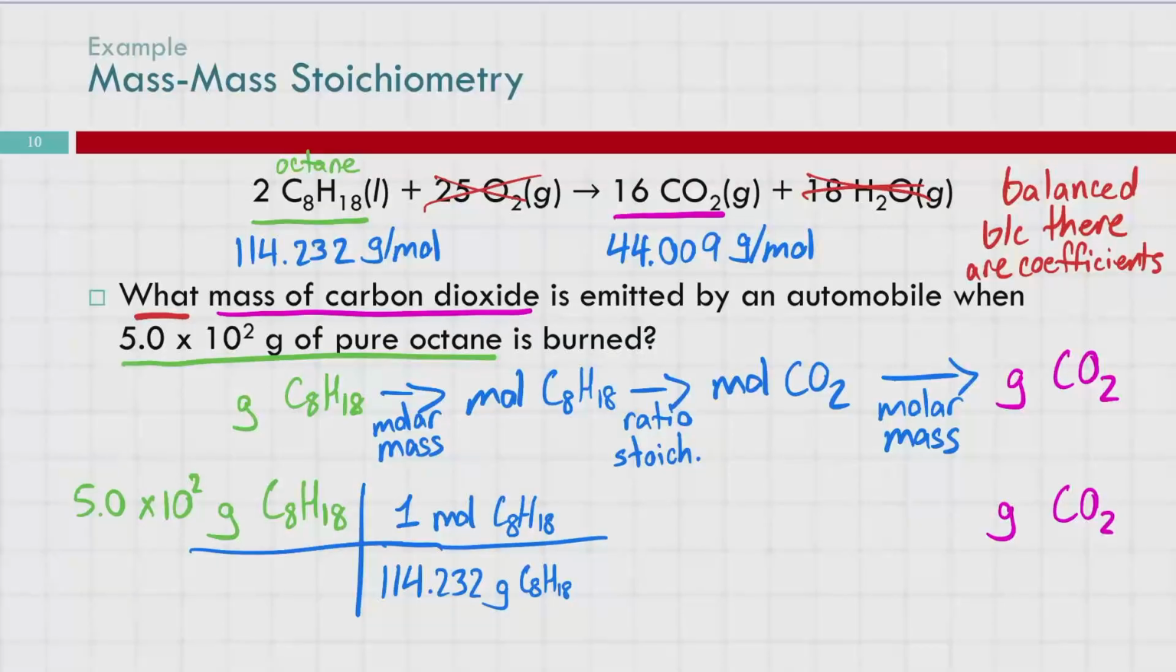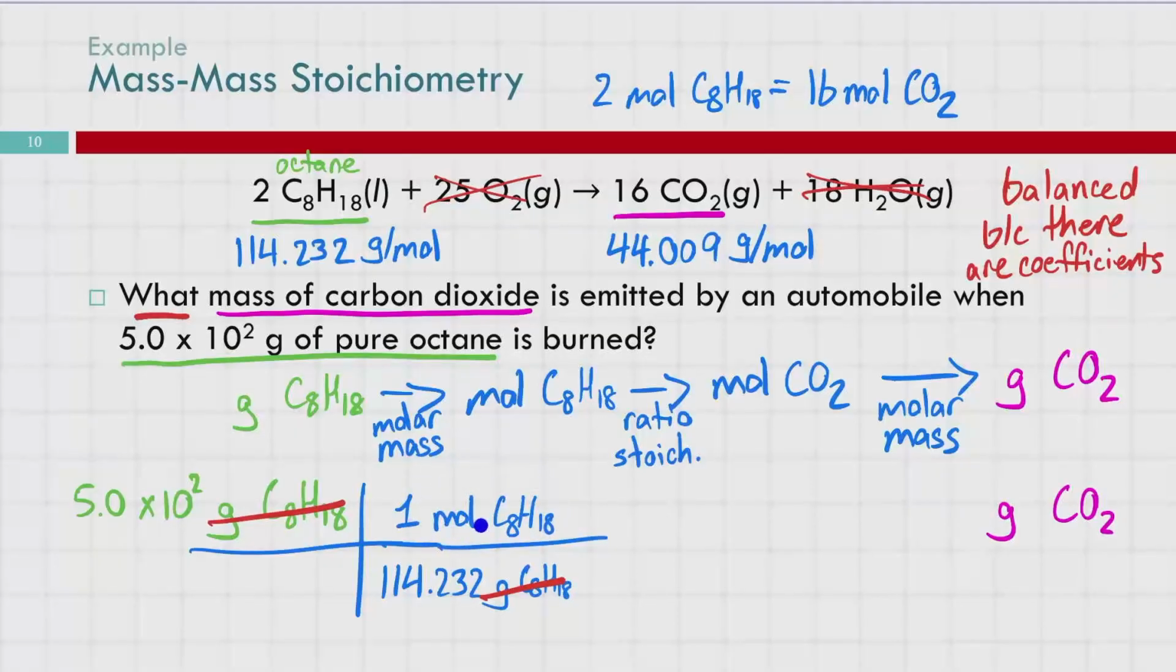So first step, right, we're dividing by our molar mass. That'll turn grams into moles. So our grams of octane cancels with our grams of octane. We're left with moles of octane. Now that we're in moles, we can use our balanced chemical reaction and our coefficients. 2 octane will turn into 16 CO2. So 2 moles octane will turn into, or equals, 16 moles CO2.